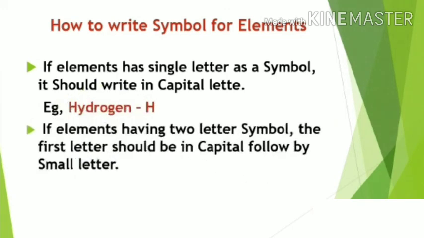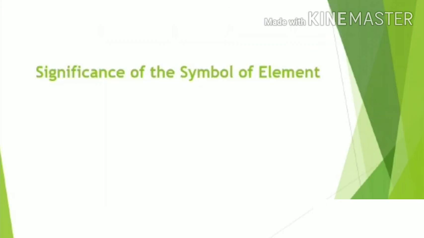Then if an element has two letters as a symbol, the first letter should be written in capital followed by a small letter. For example, argon. For argon, the symbol is Ar. Here it has two letters as a symbol, so the first letter should be a capital letter and the second letter should be a small letter. So from these discussions you can know the significance of the symbol of an element.